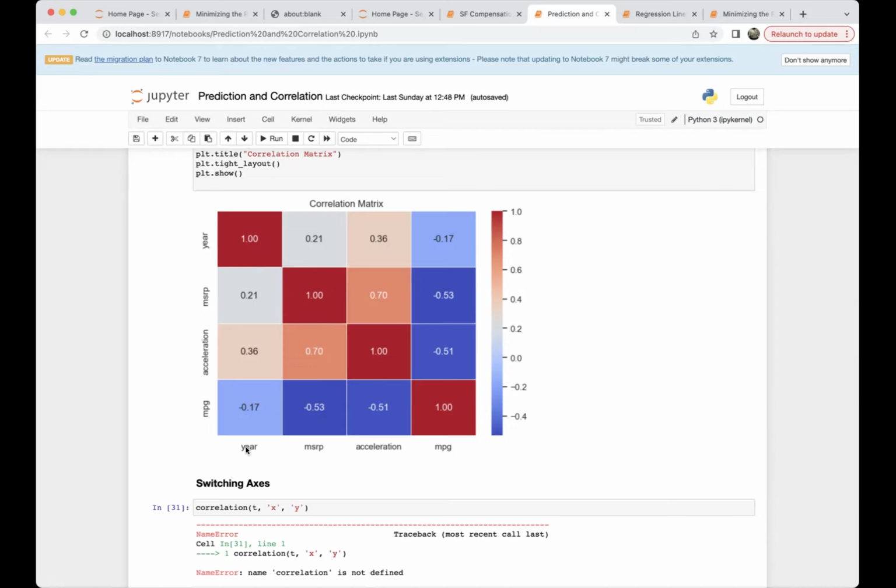For example, for year and MPG, you have a negative correlation. And it's very, very weak. Negative 17%. This is not good. So between MSRP and acceleration, you have 70%, which shows a good, not very strong, but good correlation. The rest of them are mainly weak, like negative 51%, negative 53%.